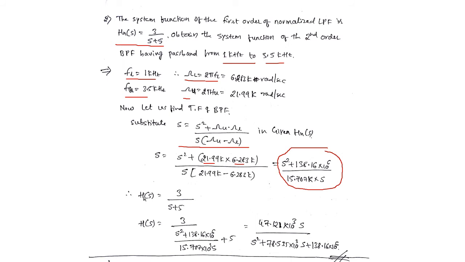The given normalized transfer function is Hn of s equal to 3 divided by s plus 5. Now you substitute s value by this value and simplify. We will get the new h of s equal to 47.12 into 10 raised to 3 s divided by s square plus 78.53 into 10 raised to 3 s plus 138.16 into 10 raised to 6. This is the transfer function of the band pass Butterworth filter.